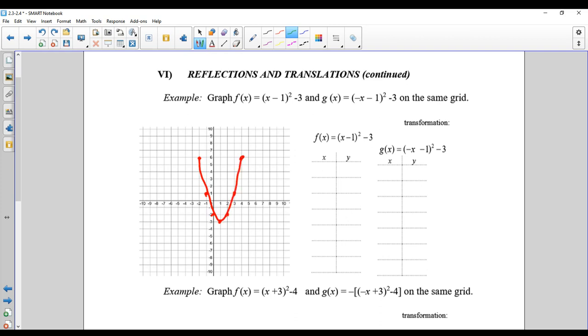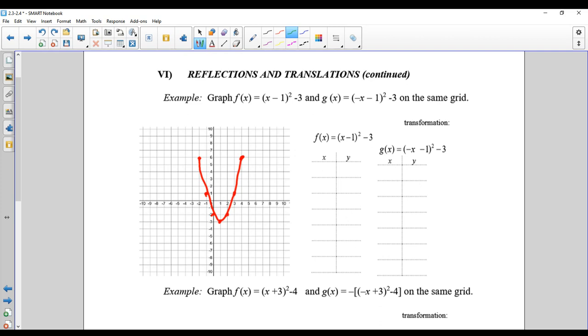Now, yes, we could do a table of values and all that other stuff. But if I'm reflecting this on the y-axis, every single point is going to be on the other side of the y-axis. This is sort of the quick way to do this. Remember, I'm reflecting on the y, so the x values are the ones that change sign. I wonder if you would be able to draw this without even the table of values. Challenge yourself to see if you can do that.